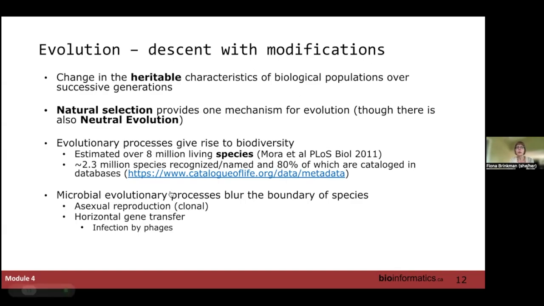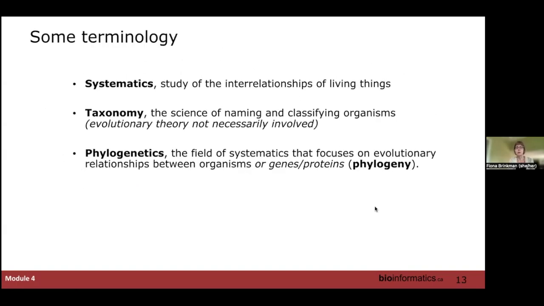These microbial evolutionary processes are not as simple as you might think. We tend to think of it as asexual reproduction, but horizontal gene transfer, infection by phages, and that kind of mixing that can occur can really blur the boundary of species and make it more complex. So more about that later.